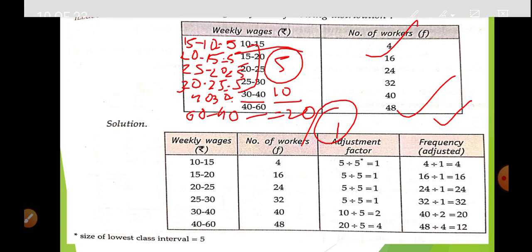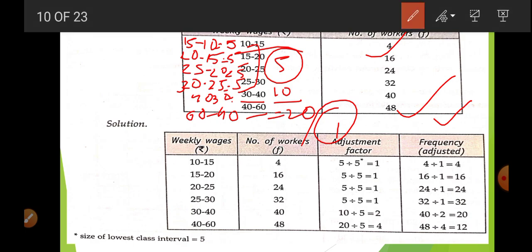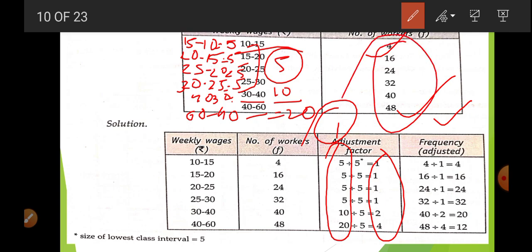Now here, when we calculate the class interval, this is the class interval for every class size. So what is the lowest class? 5 is the lowest number. Now we are going to divide all these class intervals by this lowest or least class interval. So 5 upon 5, 5 upon 5, 5 upon 5. Okay, so in this way we get the adjusted factor. Now all these frequencies are going to be divided by this adjusted factor and we get the adjusted frequency.